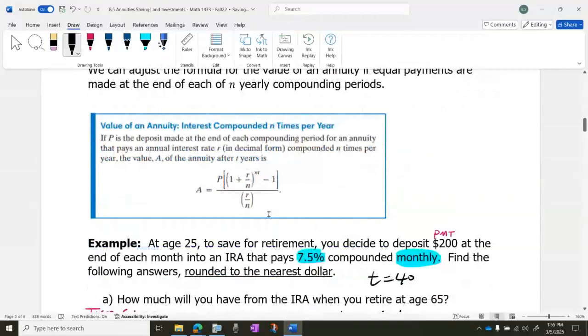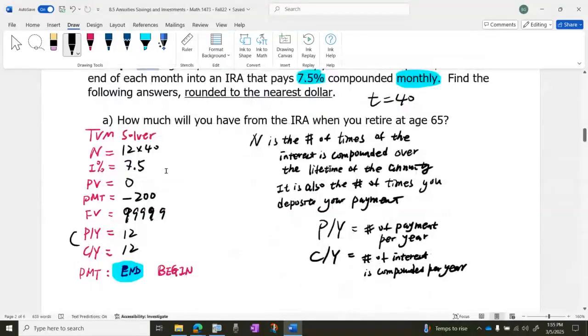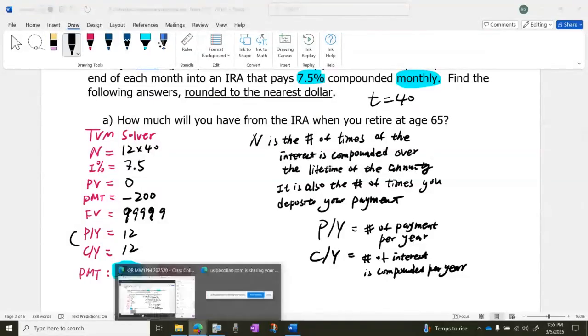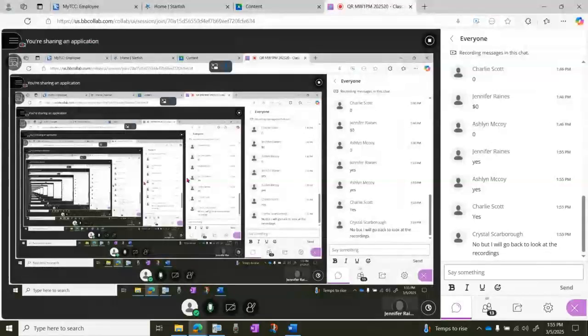Of course, it's good practice algebra-wise. But more important, I want you to understand the meanings of those variables. In reality, our app is very similar to the finance calculator. It will help you better. Using this method will be more beneficial. No, but I will go back to look at the recordings.